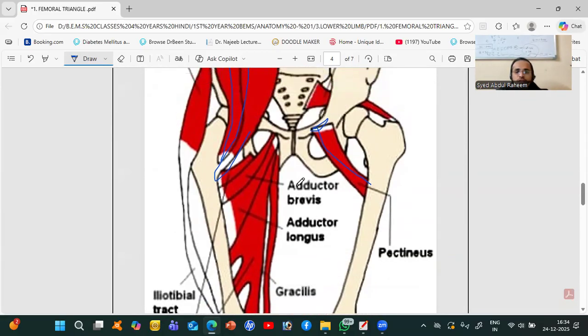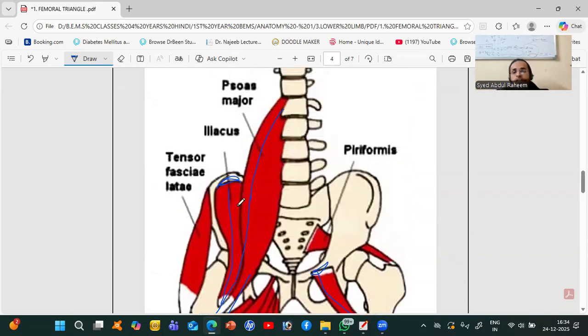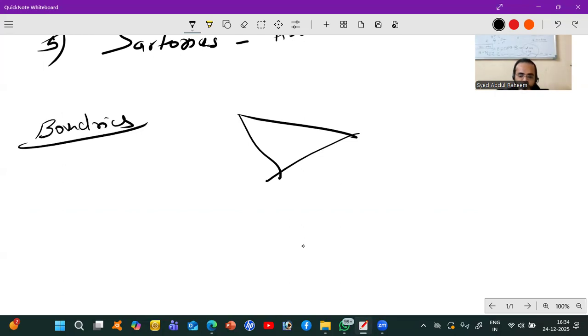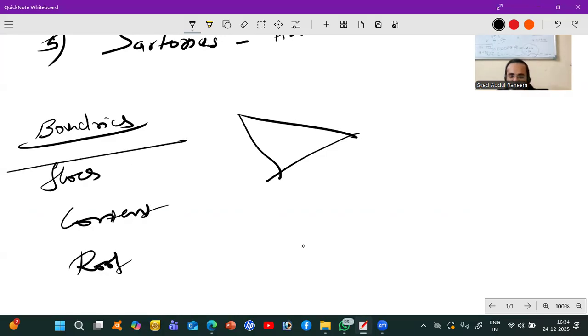So these are the muscles which are making the femoral triangle. If you are able to see the femoral triangle, this is the femoral triangle. What are the boundaries first? Next is floor. This is very important. Content and roof. These are the things we have to remember.